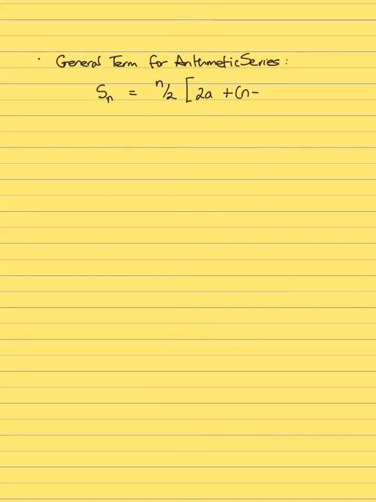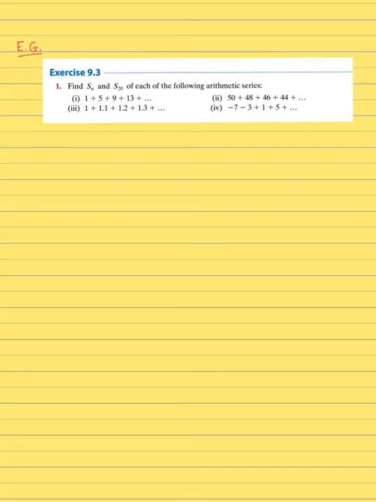Let's look now at finding the general term for the arithmetic series. So Sn is n over 2 multiplied by 2a plus n minus 1 times d. And this formula, just like the one for the term of the arithmetic sequence, can be found in our tables. We'll take a look now at some examples.